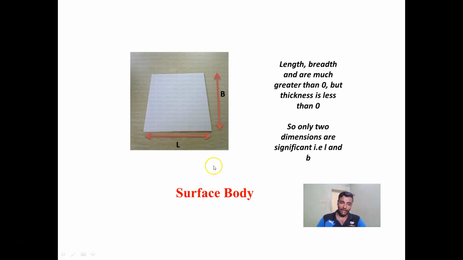On the other hand, let me take the example of a paper. A paper is a very thin material for which the length is significant and the breadth is also significant, but the thickness, in spite of the fact that it exists, is very small when compared to the length and the breadth. For example, the thickness of a paper might be as small as a few microns. In these cases, if I define the length and the breadth, it is sufficient to make this geometry. So this is called a surface body or a two-dimensional body.